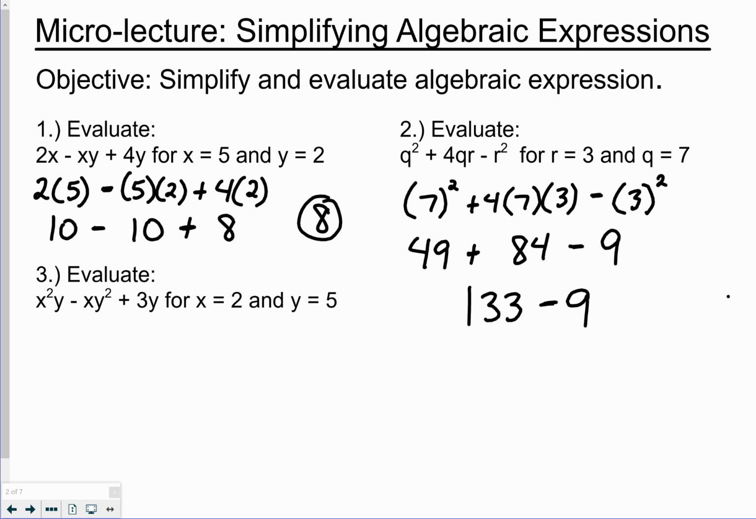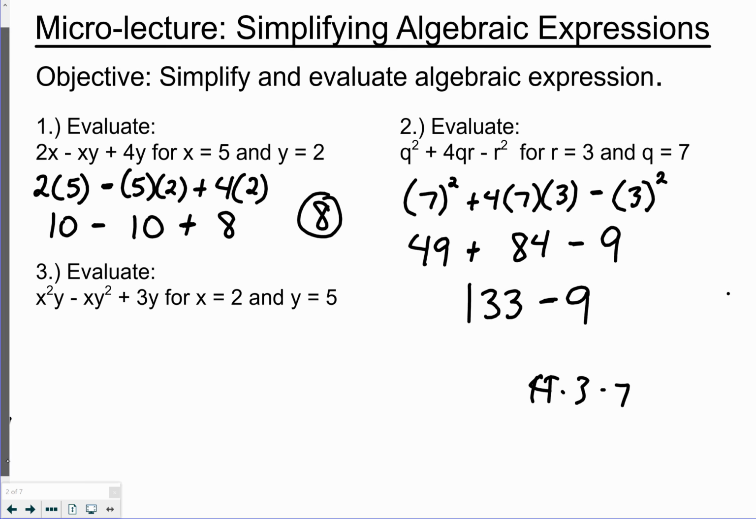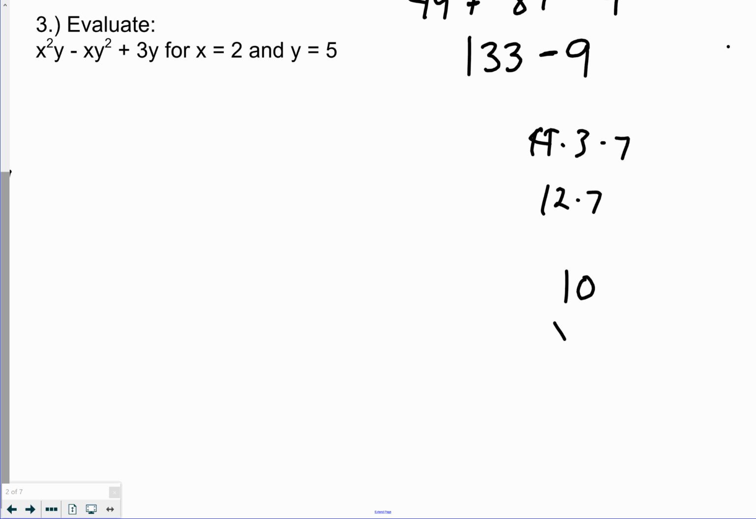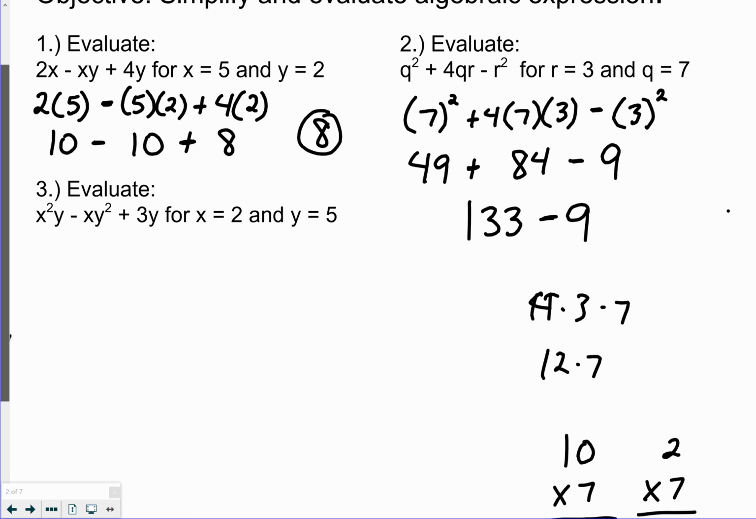All right? Let me do my trick again. Do you remember the one I did about 4 times 3 times 7? Let me just do this trick again so you can see what I'm talking about. So you have 12 times 7, right? So what my brain does is I do 10 times 7, which is 70. Okay? And there's 2 left over, right? So that's 2 times 7, which is 14. And when you put them together, you get 84.